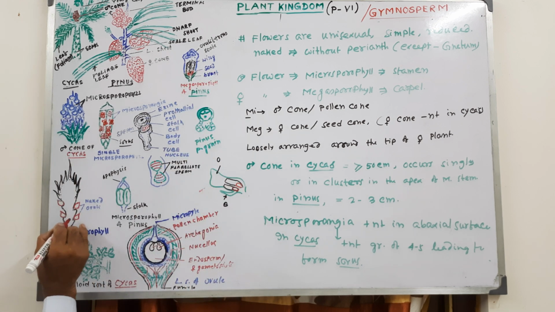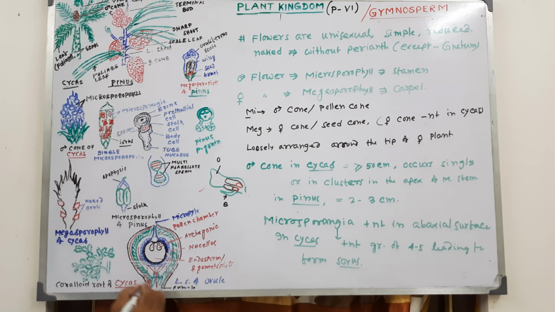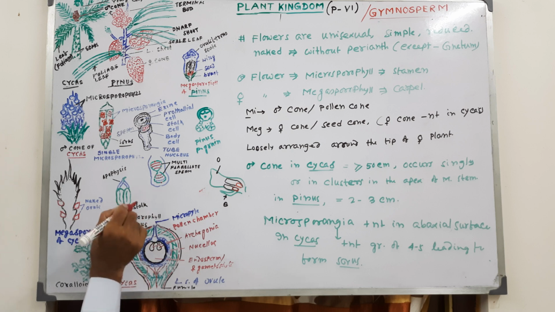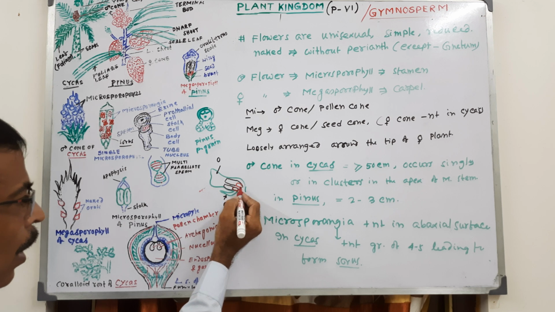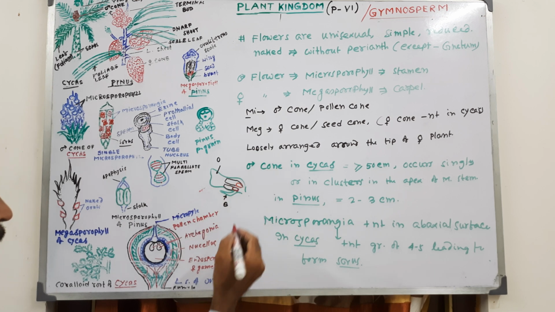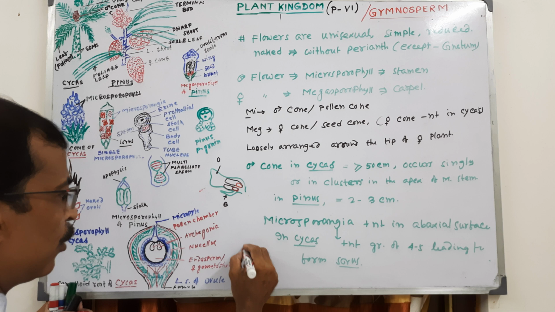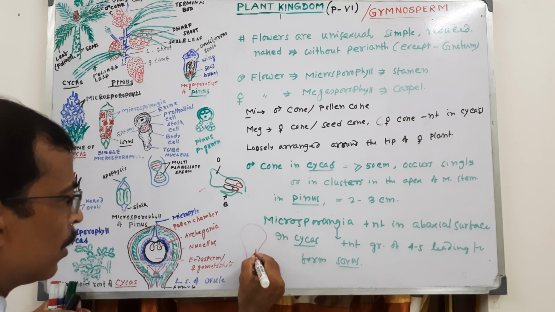But here, in case of Cycas, the ovule is orthotropous. That is, this is an orthotropous ovule because the micropyle and funicle are in a straight line. Here the funicle and the micropyle are in the same line, like an angiosperm. This is the angiosperm ovule and it is also an anatropous ovule.